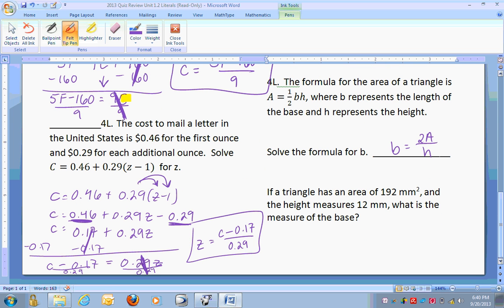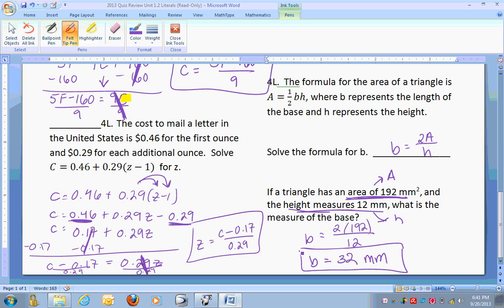Well, it tells us if a triangle has an area of 192 millimeters squared and the height measures 12 millimeters, what is the measurement of the base? So all I'm going to do is bring down that same equation, and they tell us the area, that's A, is 192. And they tell us that the height, which is h, is 12. So now I can plug that in my calculator, and I end up finding out that the base is 32 millimeters.